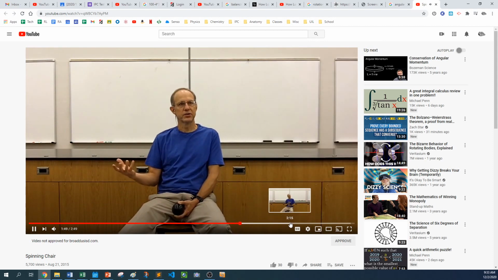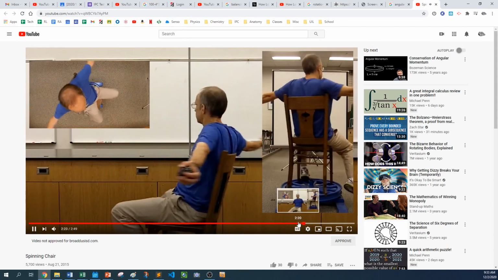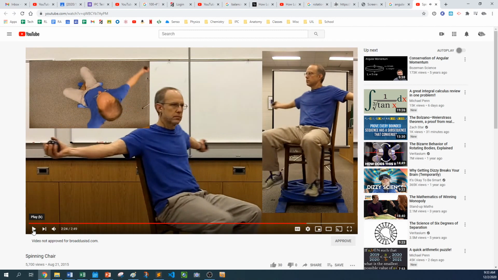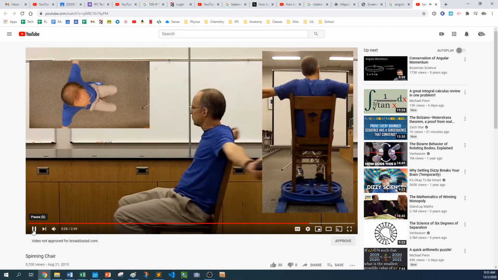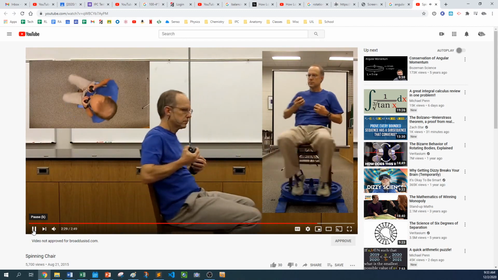Then by changing that moment of inertia, I can also subsequently change the rotation rate. So if my moment of inertia is high, so he's spinning, what would happen if he brings the balls in closer to him? A lot faster.